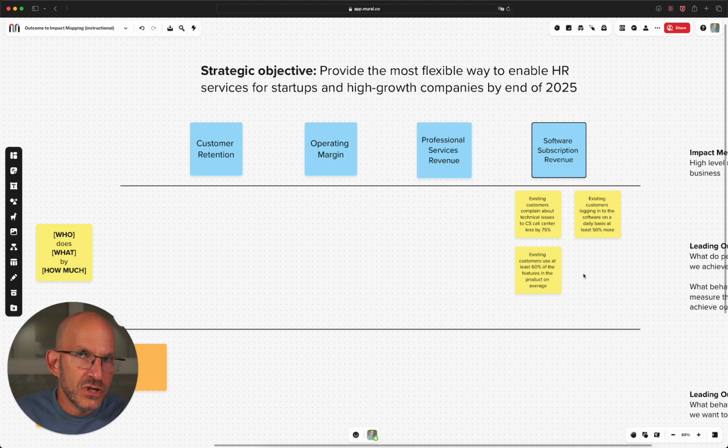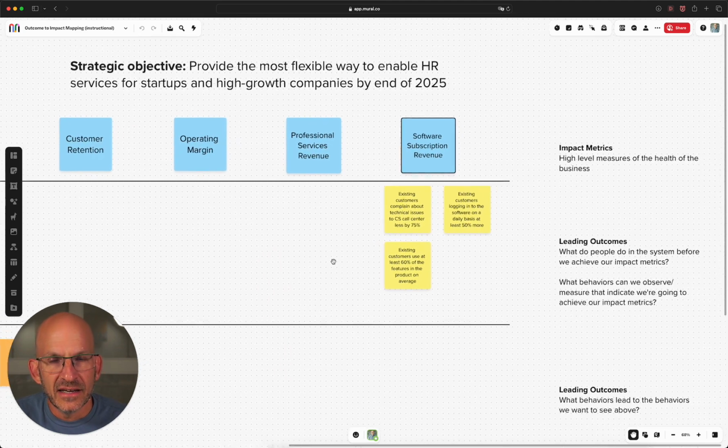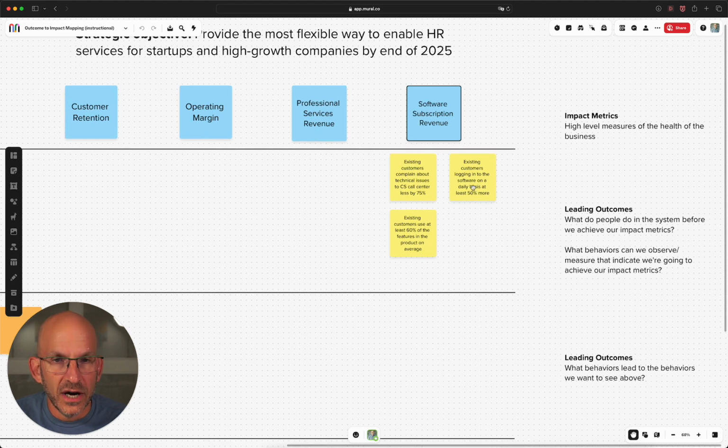And we do this exercise with these leaders, and we ask them to start to fill out this row, right? And we do this for every one of these impact metrics here at the top. So we're moving pretty quickly here, but we only focused on software subscription revenue. But we would do this and we'd fill this out for every single one of these impact metrics.